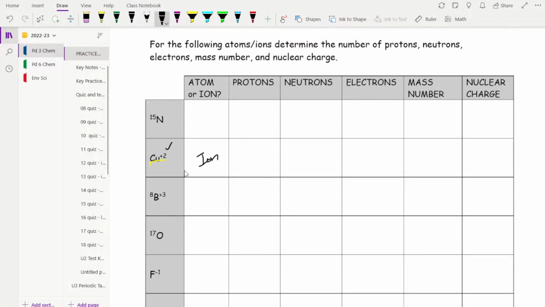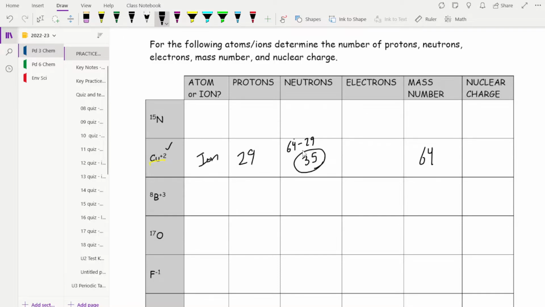You'll see copper is element number, where's my good friend copper? 29. So it's 29 protons. It doesn't give you the number of neutrons, so copper will be mass number 64. So I'll write 64 right here. Knowing that, I can just subtract the number of protons and get my neutrons. So that would be 35 neutrons.